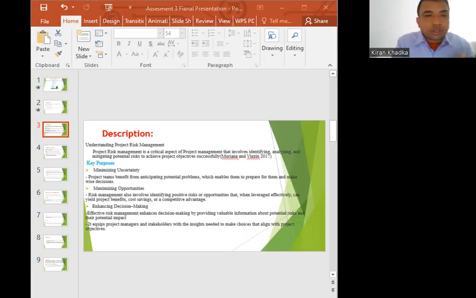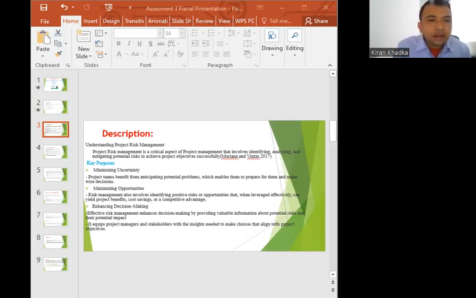Second is maximizing opportunities. It's not just about threat mitigation. Risk management also involves identifying positive risks or opportunities. When identified and harnessed effectively, these opportunities can lead to project benefits, cost savings, or a competitive advantage. These aspects encourage the team to capitalize on foreseen advantages that can arise during the projects.